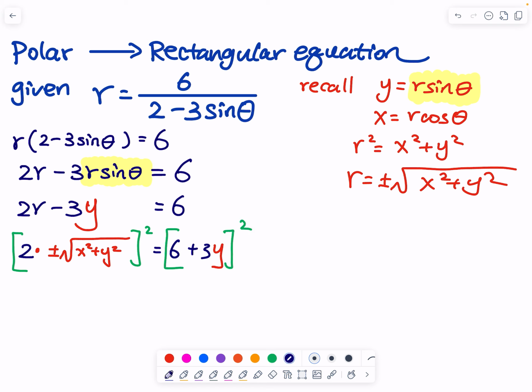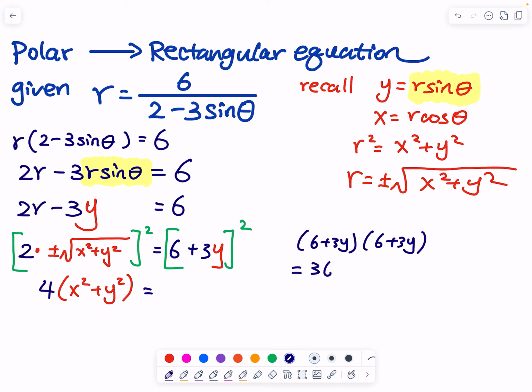And then on the left side, I have a 4. And then in red, I have x squared plus y squared. And then on the other side, let's fully open this up. So this is a 6 plus 3y times 6 plus 3y. We can do a side note. This is a 6 times 6, 6 times 3, 6 times 3, and then 3 times 3. And then this is equal to 36 plus 36y plus 9y squared.